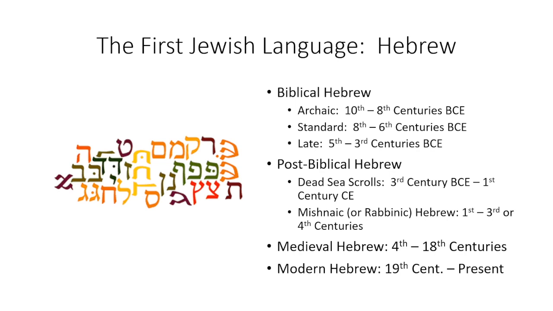Following that, we have medieval Hebrew, which is highly influenced by Arabic. And we find it in the 4th to 18th centuries. By the end of the medieval period, it's being influenced as much by Latin and French as it is by Arabic, but Arabic produced a lot of influence, especially early in the medieval period. And then we have modern Hebrew, which really began to revive in the 19th century, and of course it continues to the present day.